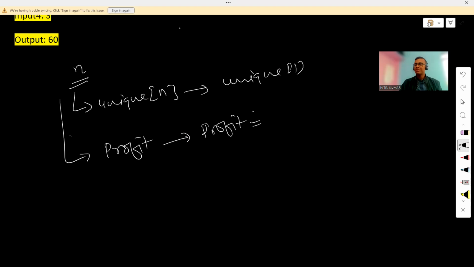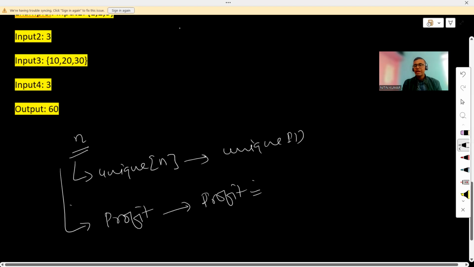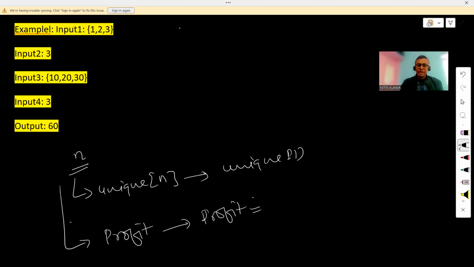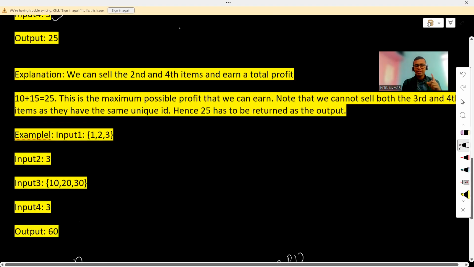Okay, profit by selling. We have to give them the maximum possible sum that we can get by selling our items, but the constraint is that whenever some consecutive same unique ID occurs, then we have to choose only the largest profit value. So that is the case that we have to keep in mind.